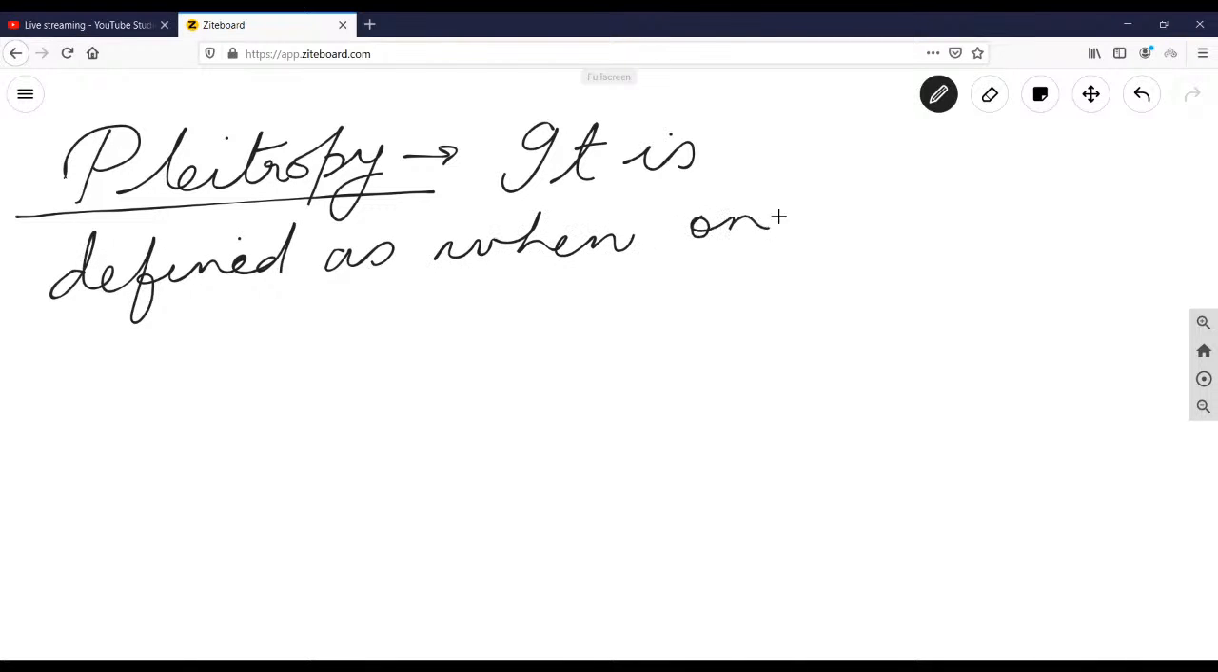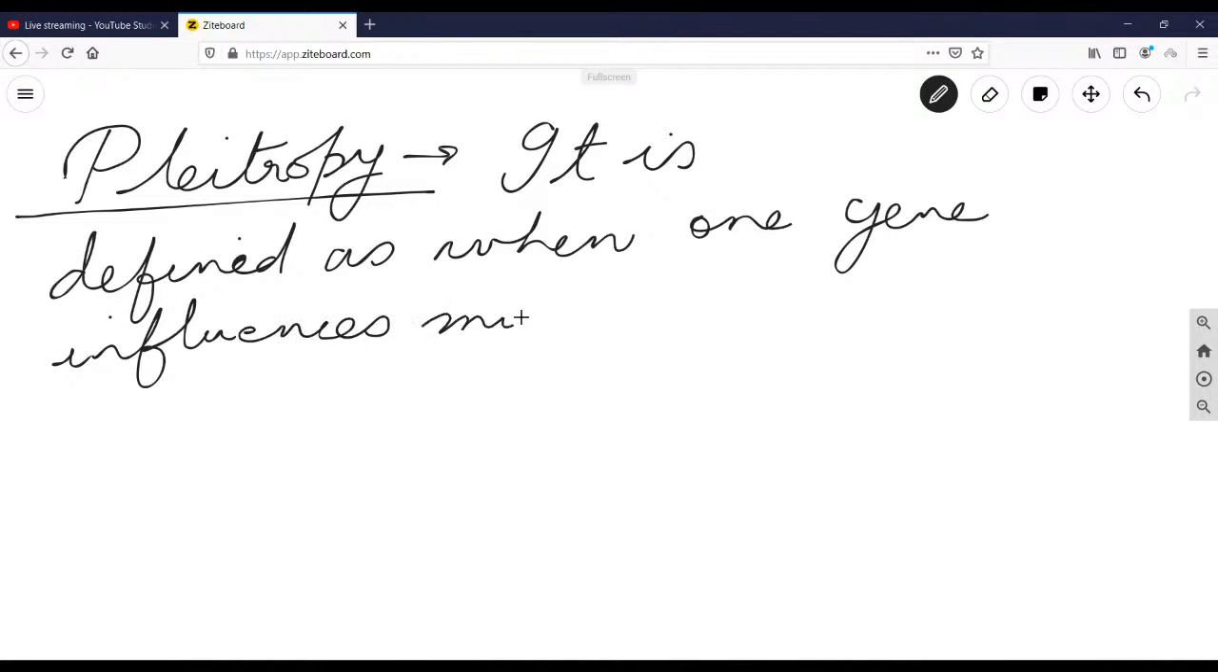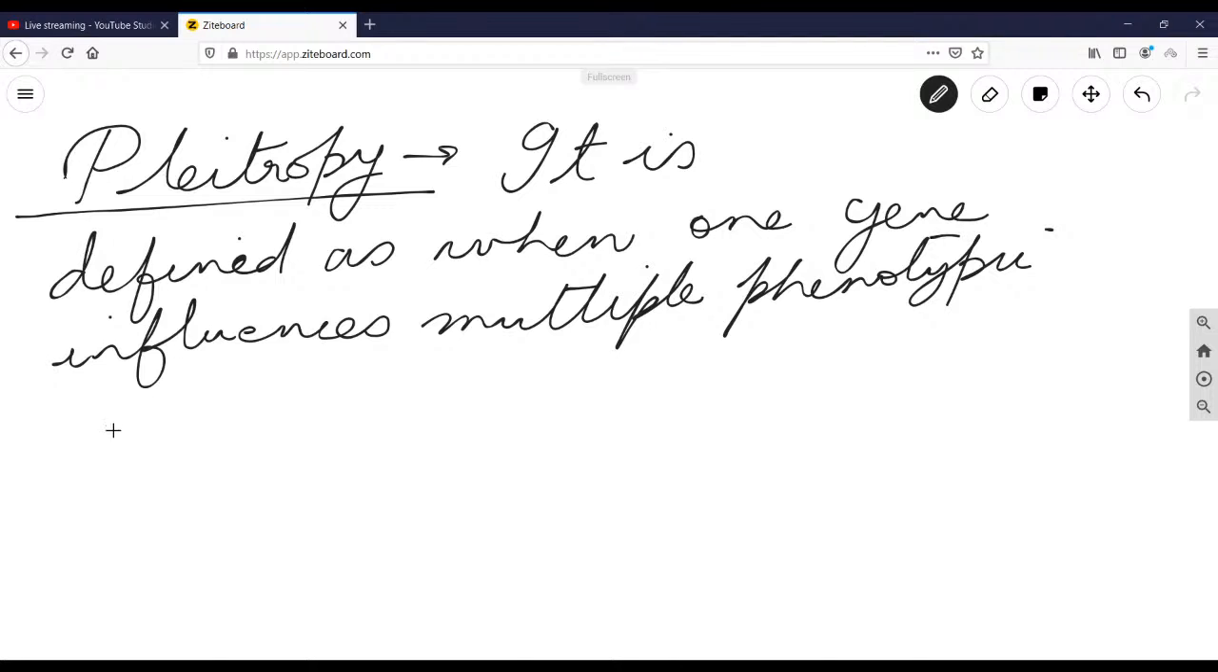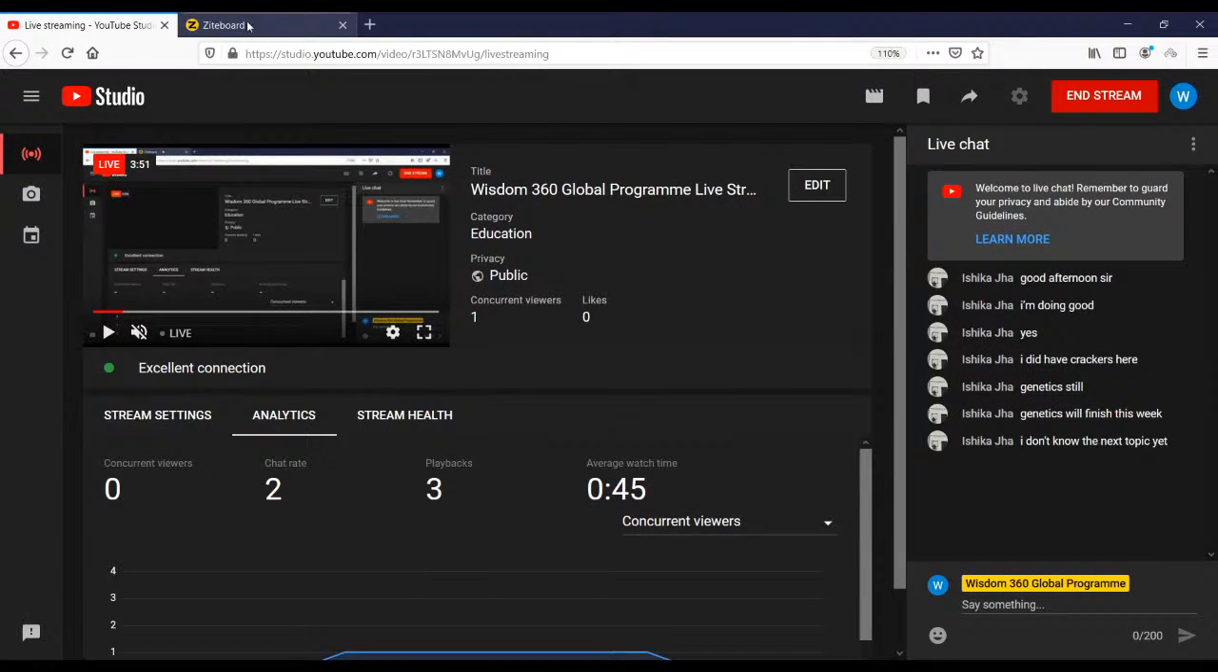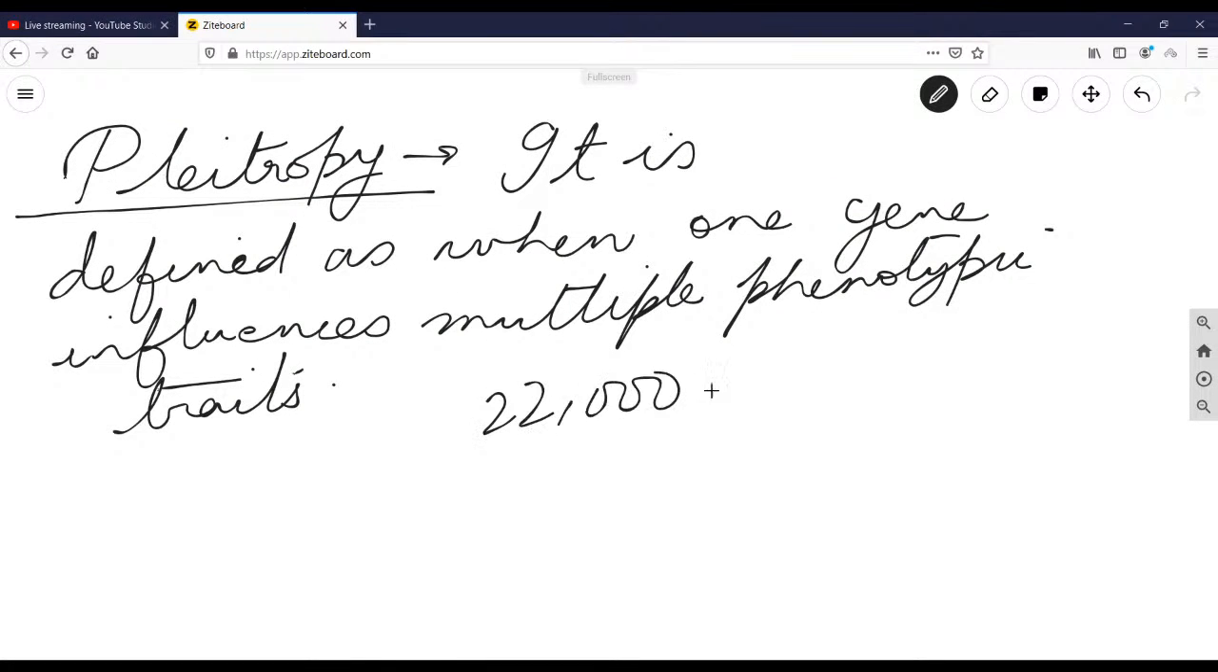When one gene influences multiple phenotypic traits. There was a theory, if you know, the one gene, one protein hypothesis. But that theory is completely wrong, because we have almost 22,000 genes. In many books you will see 25,000, but that is false information. As per the correct current research, we have almost 22,000 genes. But we have more than 1 lakh proteins. Still, many proteins are being discovered.